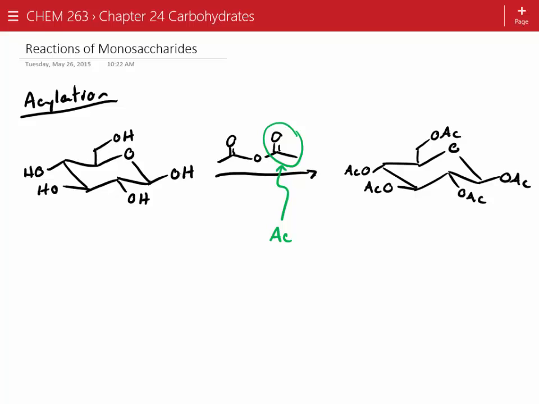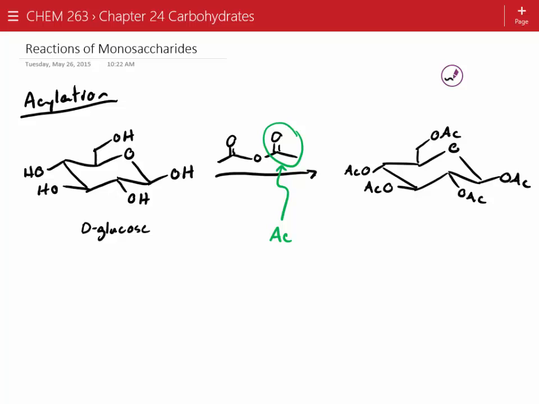Yesterday we finished with our first reaction on monosaccharides, the acylation reaction, and we said in the example of D-glucose on the left that you could acylate all of the nucleophilic positions, and this is a way of protecting all of those alcohol groups, right?